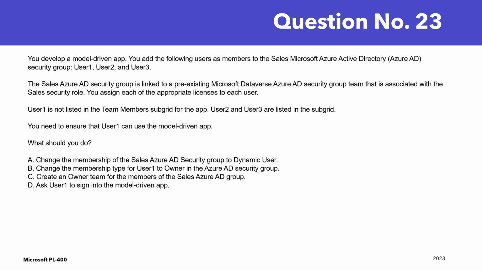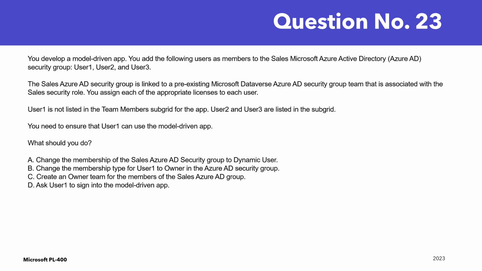User 1 is not listed in the team members subgrid for the app. User 2 and User 3 are listed in the subgrid. You need to ensure that User 1 can use the model-driven app. What should you do? A. Change the membership of the Sales Azure AD Security Group to Dynamic User. B. Change the membership type for User 1 to Owner in the Azure AD Security Group. C. Create an owner team for the members of the Sales Azure AD Group.